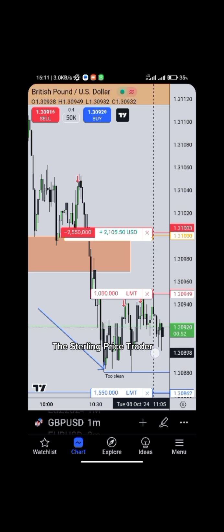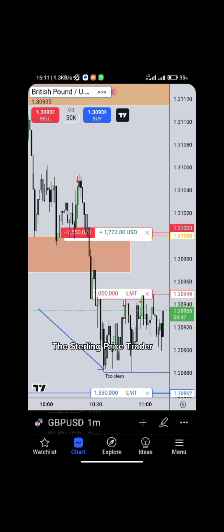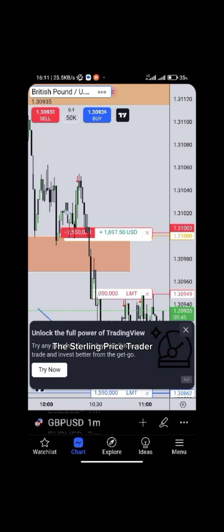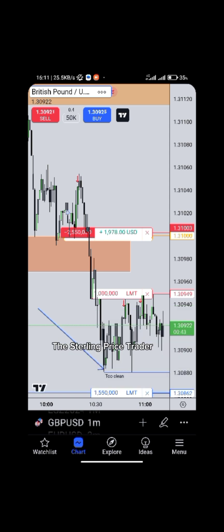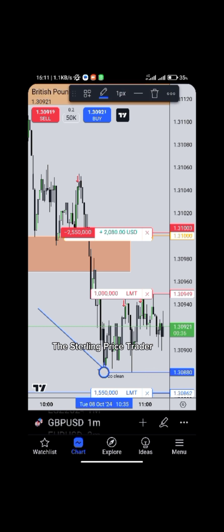They did close below that 1.3900. If it doesn't, then let's see if the top will be taken out first. That's what I want. I want the top to be Judas. If it does that, that's excellent. If it doesn't do that, I don't care. Then this will be the draw on liquidity.